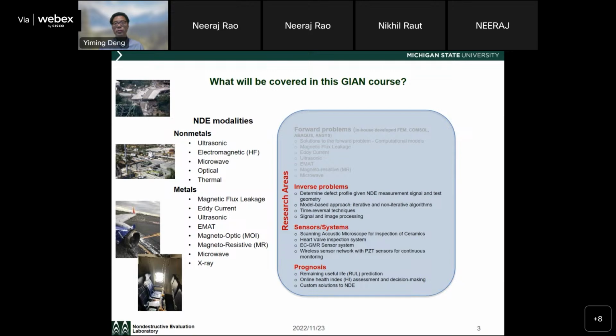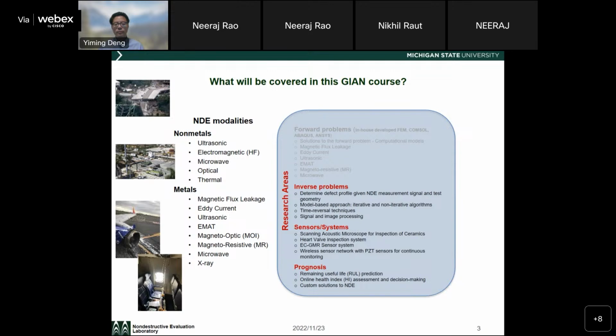I'll use a very interesting application that I call signals in the soil. It's an agricultural application. You'll see why NDE can also apply to precision agriculture, or what we call smart ag or smart agro system application.